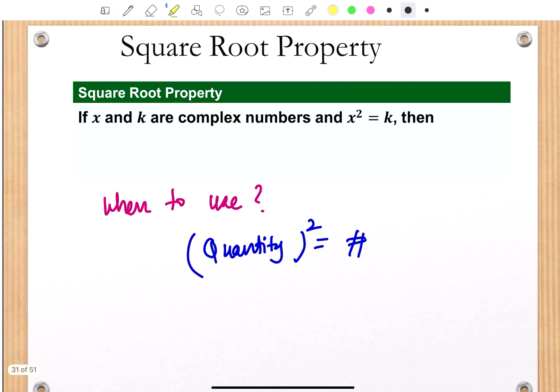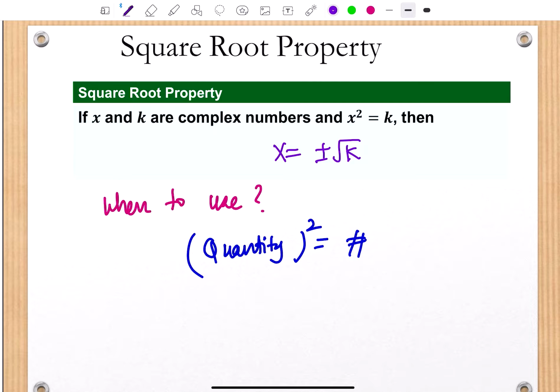Square root property. The square root property says if x and k are complex numbers and x squared is equal to k, then x is equal to plus minus square root of k. When we go ahead and take the square root on both sides, we add plus minus in the front.